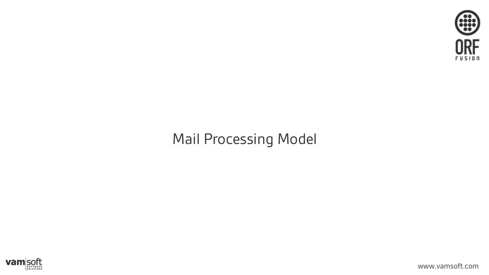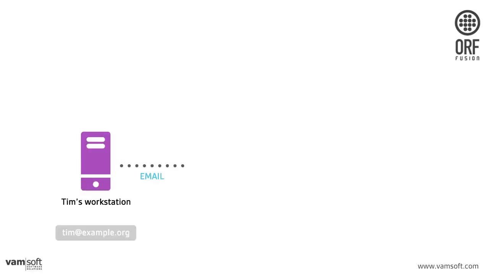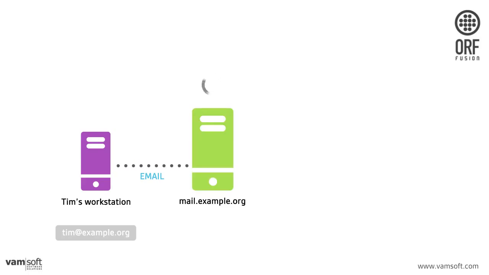Now let's see how email delivery actually works through a simple example between Tim at example.org and Jane at vamsoft.com. To start off, Tim submits the email to his own SMTP email server, which accepts and queues the email for delivery. This is also called relaying.